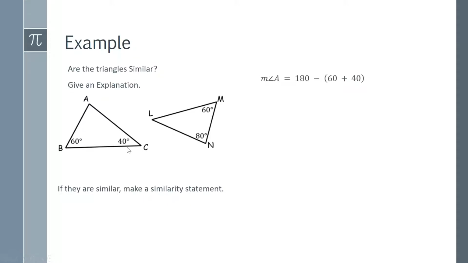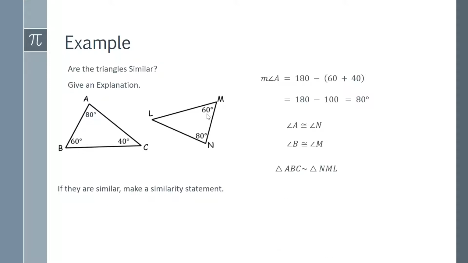So if we subtract 60 plus 40 from 180, what we'll get is that this angle A right here is 80 degrees. Well, look at that. I've got two angles that are congruent. I've got angle A is congruent to angle N. I've got angle B is congruent to angle M. So guess what? I've got two angles that are congruent, so I have similar triangles.